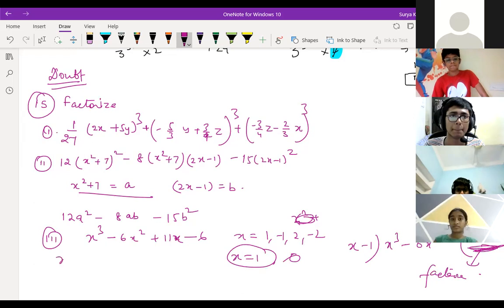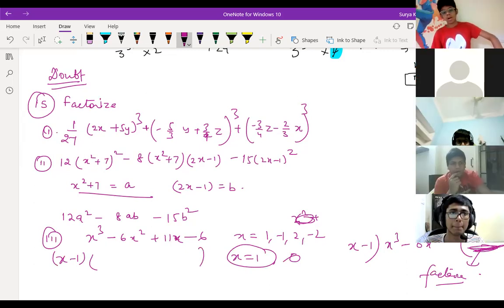See, x minus 1 is one factor of this. And the second factor is what you get now, the quotient. That you write in a bracket. Okay, sir. Then this will become like a quadratic equation. Then you can easily do the factorization, okay? It's clear? Okay, sir.